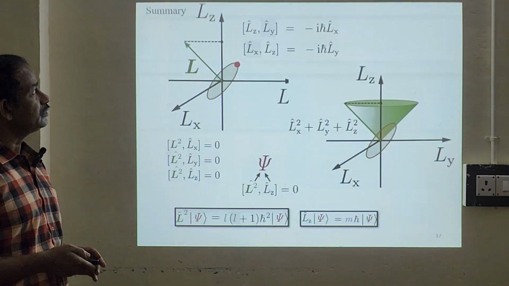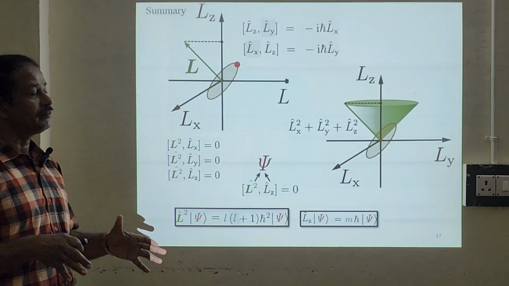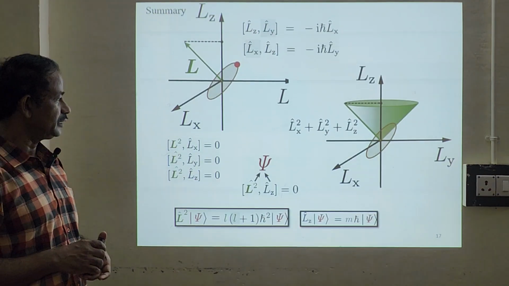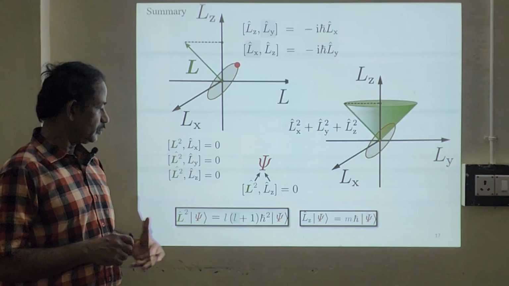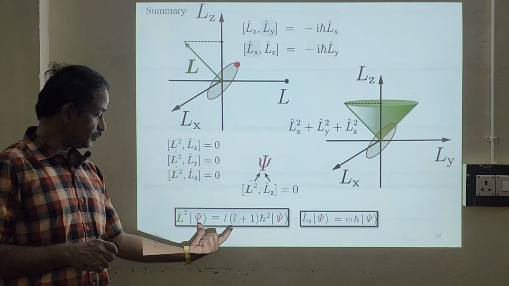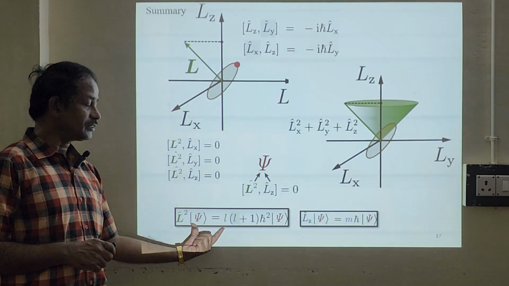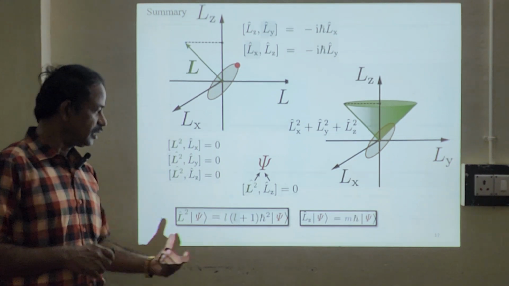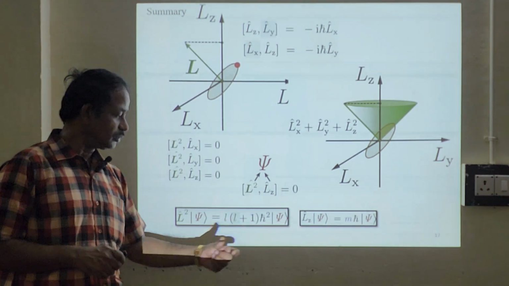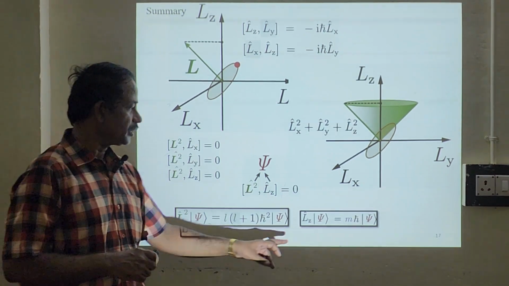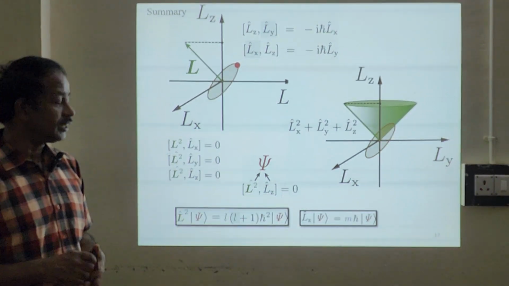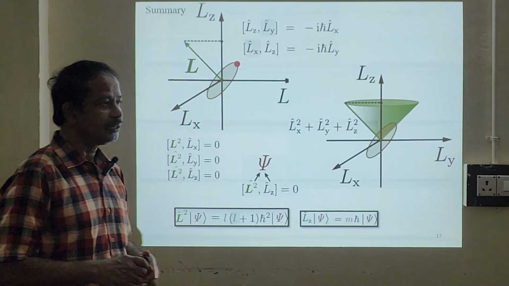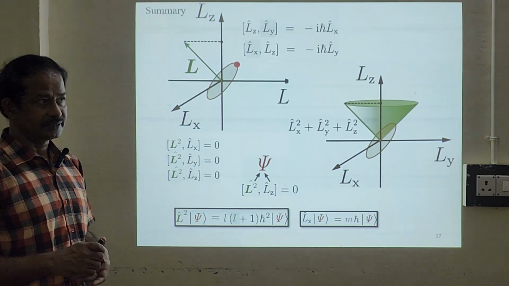Okay. So, the summary of whatever we have learned so far is given in this slide. The eigenvalue expression of L squared is given by L into (L plus 1) ħ squared, and the eigenvalue expression for Lz is given by this expression. The eigenvalue of Lz is nothing but mlħ. So this is what we discussed.